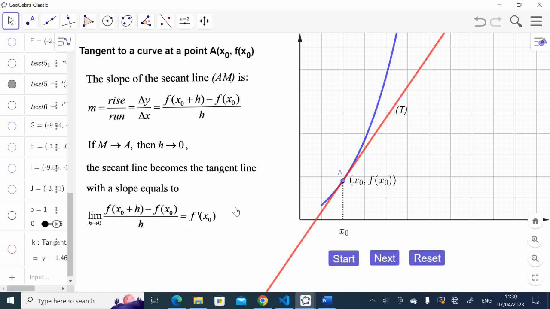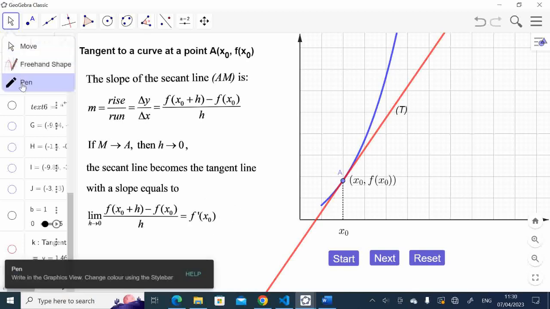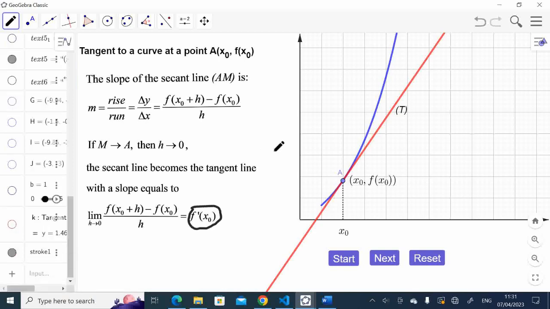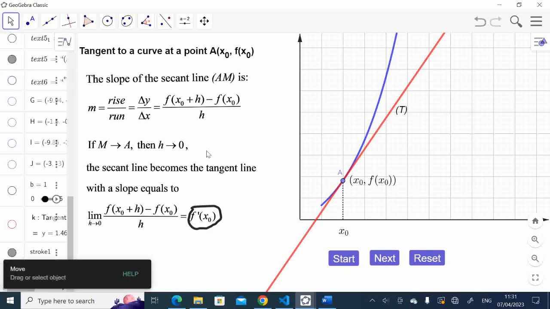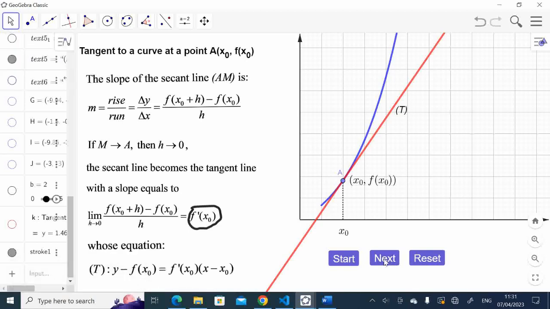F prime of x0 represents the slope of the tangent line. So this is the slope of the tangent line, f prime at x0. Once I have the slope of the tangent line, we can easily find the equation of the tangent line. The equation of the tangent line is given by the point slope equation, y minus f of x0 equals f prime of x0 times x minus x0, and this represents the equation of the tangent line, which is the red line here.